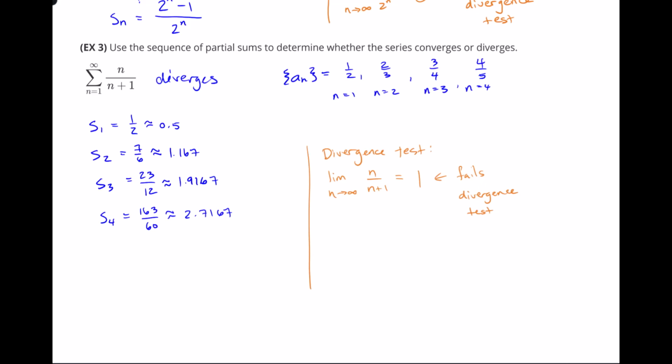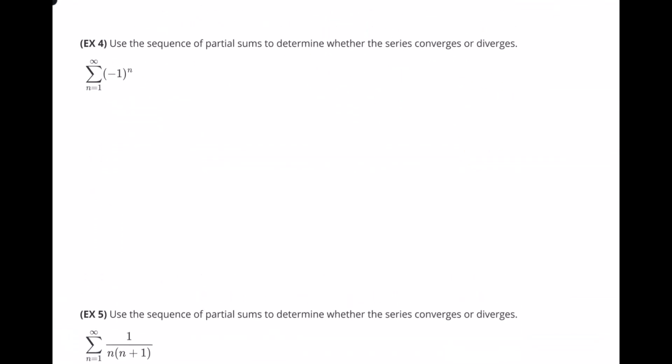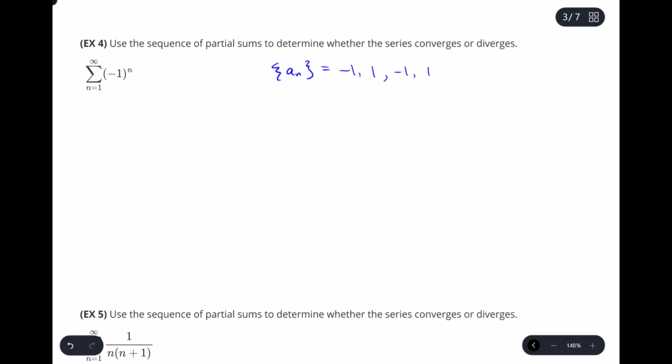All right, let's look at the next one. This one's pretty interesting. It is the sum n equals 1 to infinity of negative 1 to the n. If you look at the sequence terms, what happens here is negative 1 to the first power is negative 1. Negative 1 to the second power is positive 1, because when you square a negative, you get a positive. Then you get negative 1, positive 1, negative 1, and so forth. And it just oscillates here.